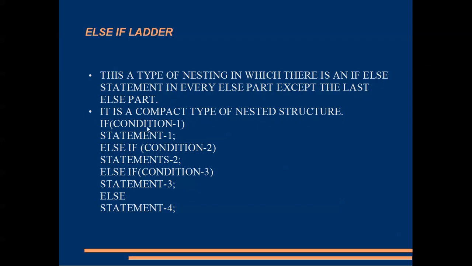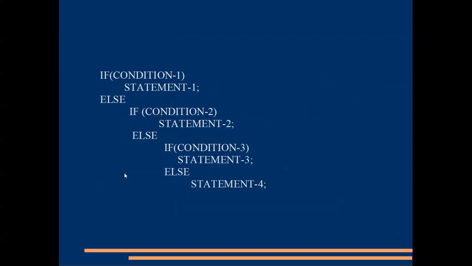So let's see the syntax here. If condition 1 is true, then statement 1 is executed. If it is not true, then the else-if condition is checked with condition 2. If it is true, then statement 2 is executed. If not, it moves down to the else-if condition 3. If it is true, then statement 3 is executed. Otherwise, it comes to the else statement 4. So in this way, the compact nesting is done.